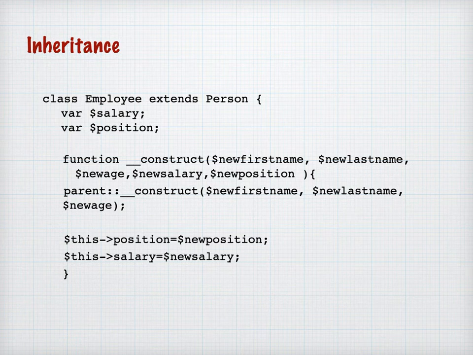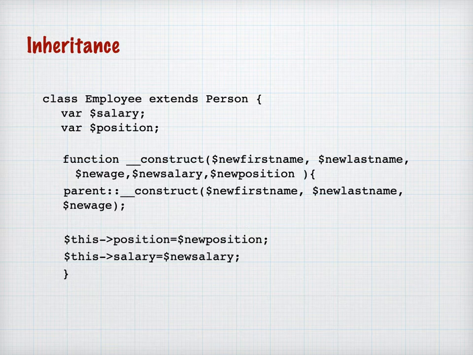So if you have a look at that, we go function construct. So we're going to call the constructor function. It's going to have those 5 things inside it: first name, last name, age, salary and position. And then what we do is we call the parent. Now this is a bit of PHP syntax that we use here.